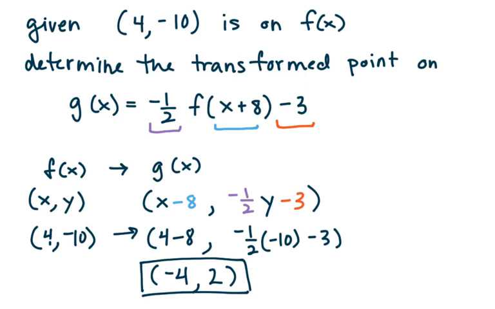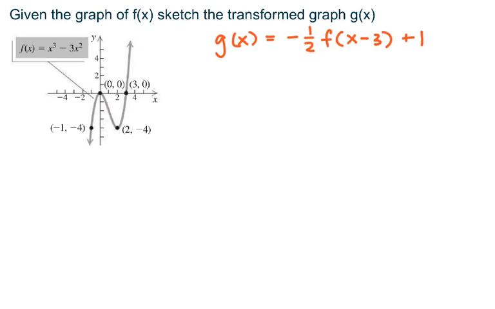Now let's look at taking a graph and actually transforming that. In this example, we are again given f of x. F of x is defined as the function x cubed minus 3x squared, which we see graphed here. You'll notice on f of x, we have 1, 2, 3, 4 points which are labeled. What we want to do is to sketch the transformed graph. The transformed graph is g of x, which is provided by negative 1/2 f of (x minus 3) plus 1.